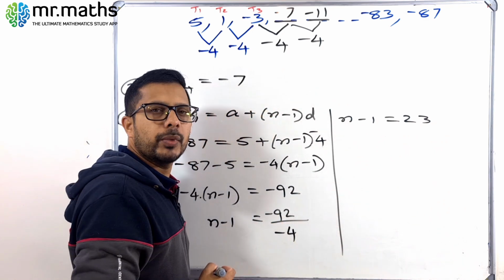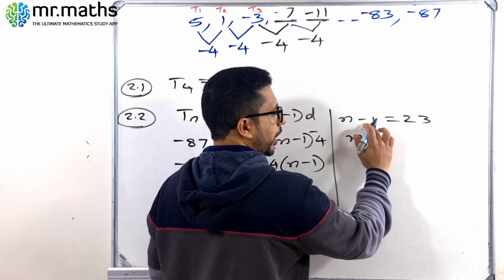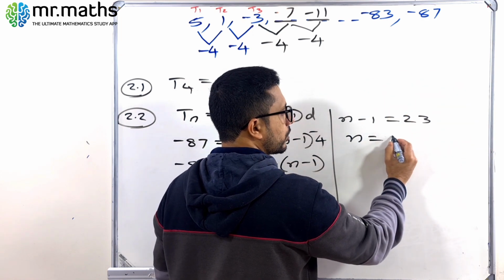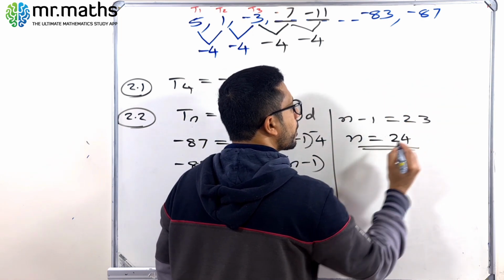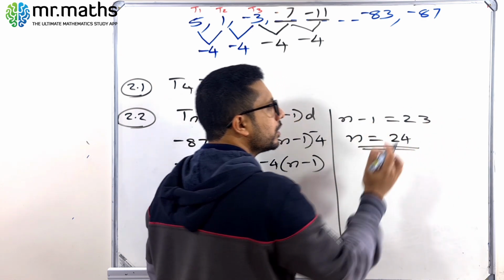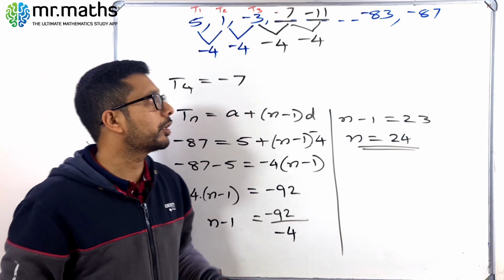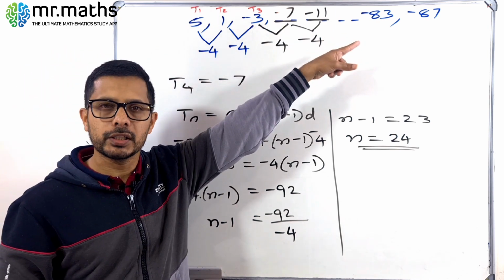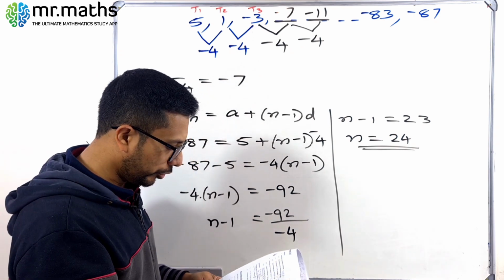23. So n minus 1 is equal to 23. So what is n from there? Minus 1 on the other side, it is plus 1. So 23 plus 1 is 24. So how many terms are there? There are 24 terms in this sequence. You understand? Okay. So that is question number 2.2.